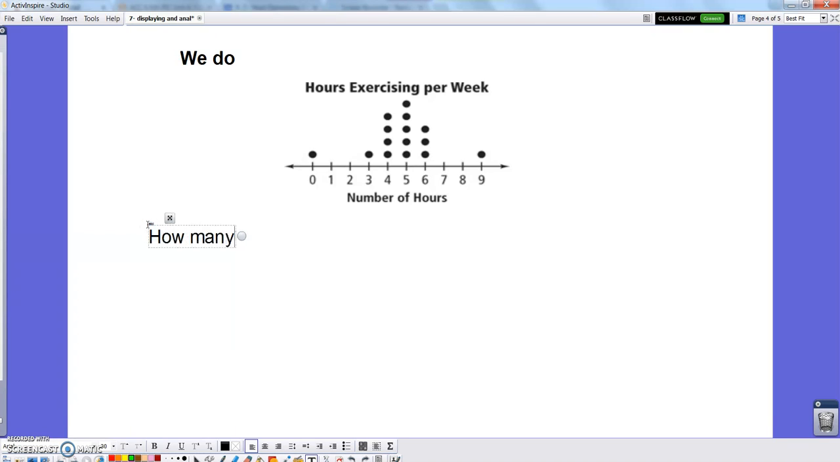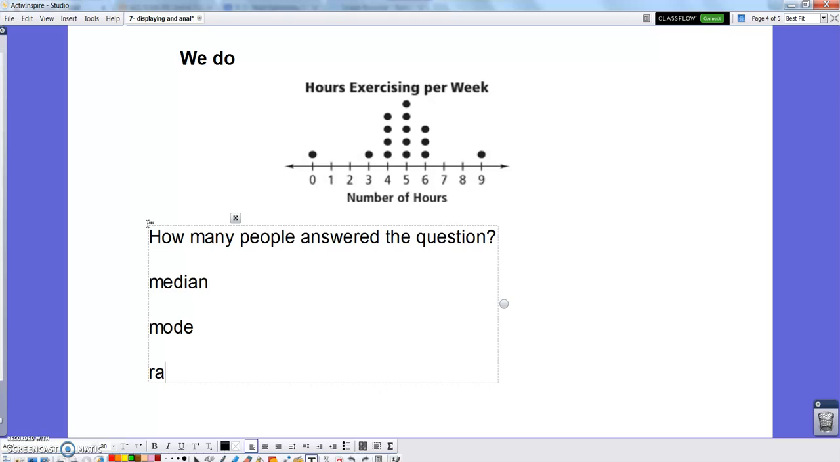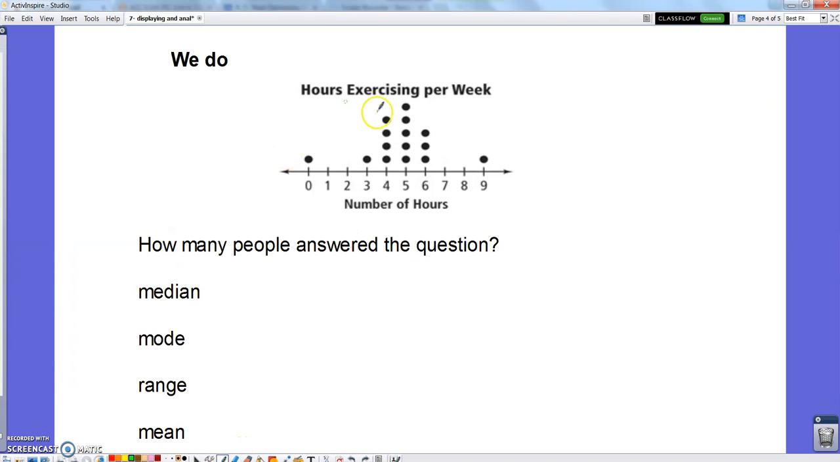First of all, how many people answered the question? Then the other ones are going to be familiar. What was the median, mode, range, and mean? I want to calculate those 4 things, but I also want to make sure we go over how many people answered the question. So if you want to unpause after you do all these, you can, or if you want to just draw it and work it out with me, that's fine.